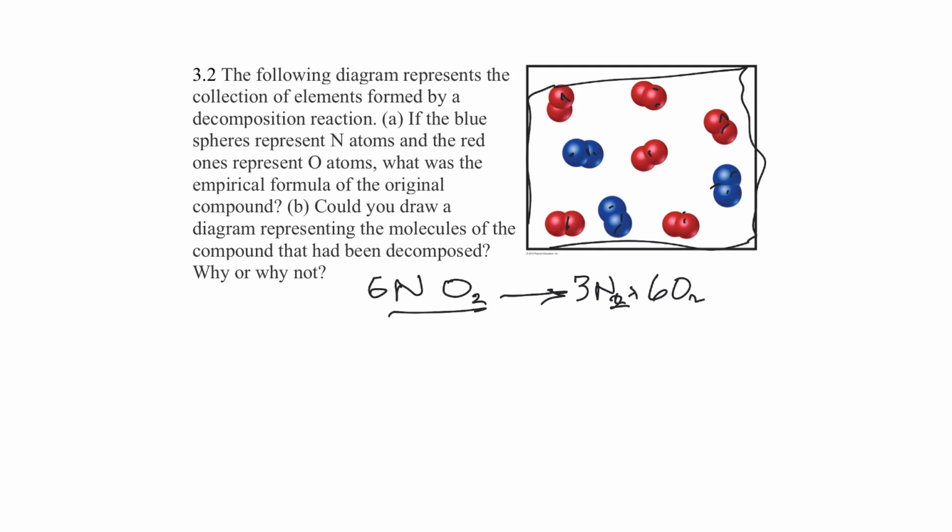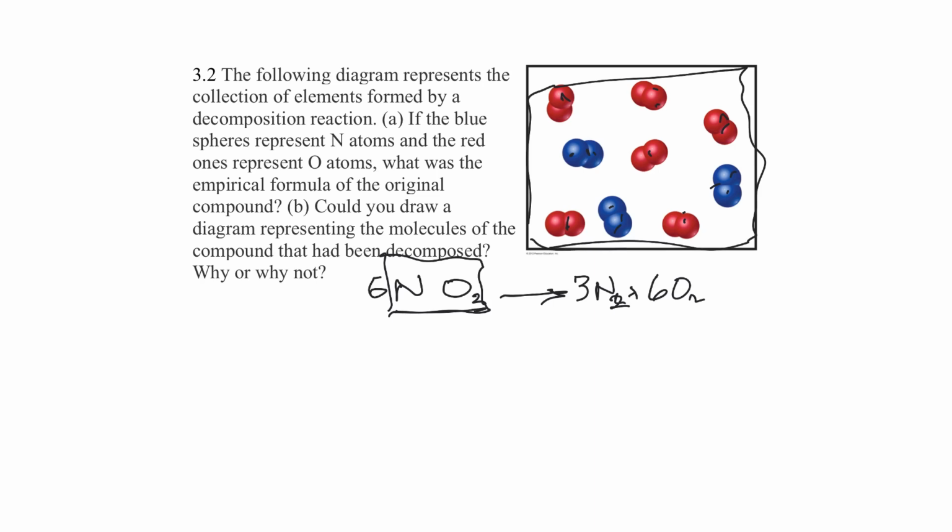All right, so this is the A part. If the blue spheres are N and the reds are O, what's the empirical formula? That's the lowest ratio of the formula, NO2. Could you draw a diagram representing the molecules of the compound that had been decomposed? Could you draw a diagram?